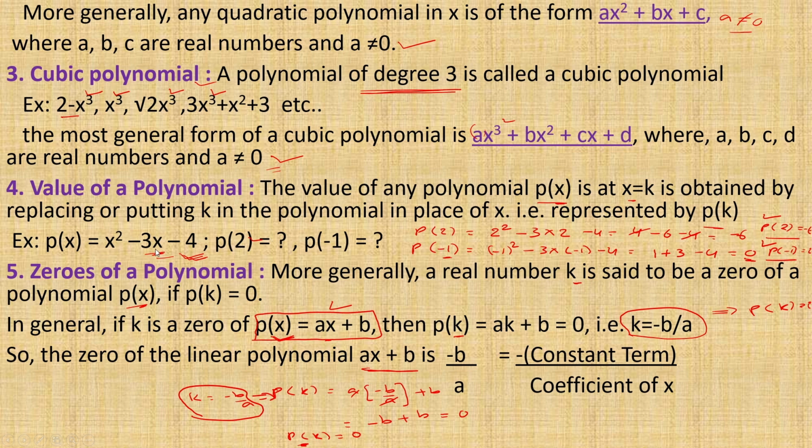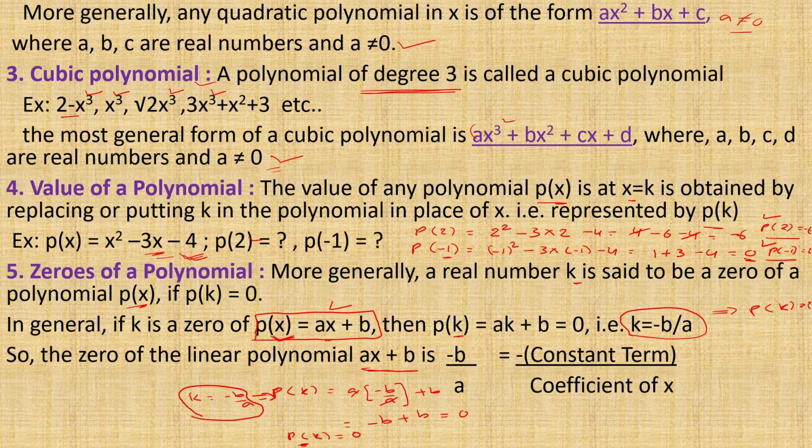So here this is the polynomial. What is the value at x = 2? Simply we substitute 2 in this expression. So p(2) = 2² - 3·2 - 4, we get -6. Similarly p(-1), by substituting, we get 0. So the value of this polynomial at 2 is -6, and the value of the polynomial at -1 is 0. Simply, by replacing the variable with the given value, we get the value of the polynomial.